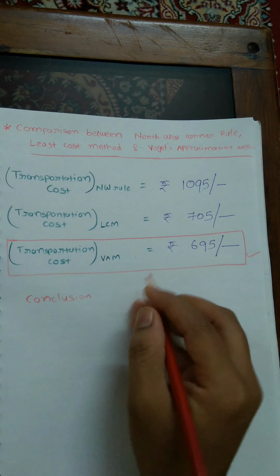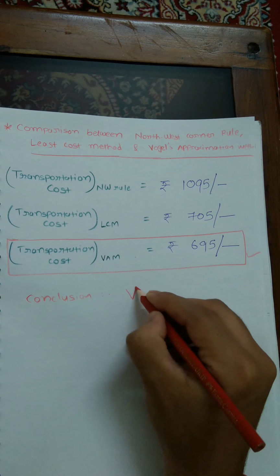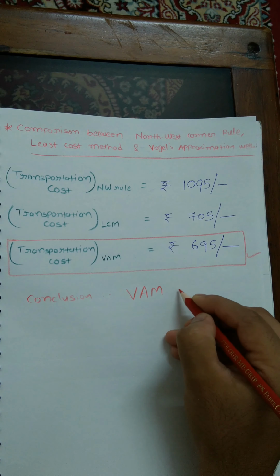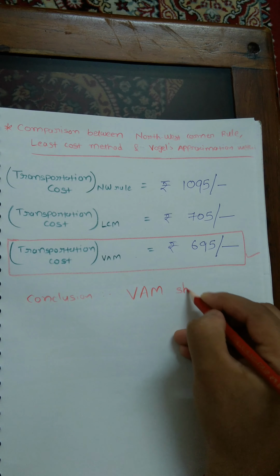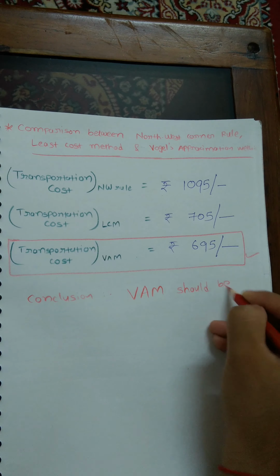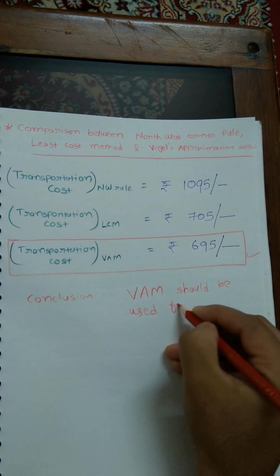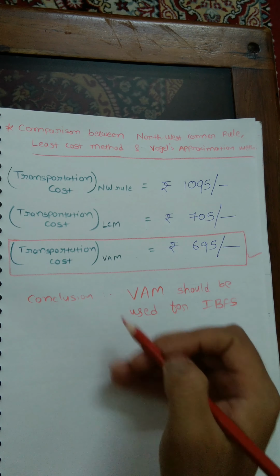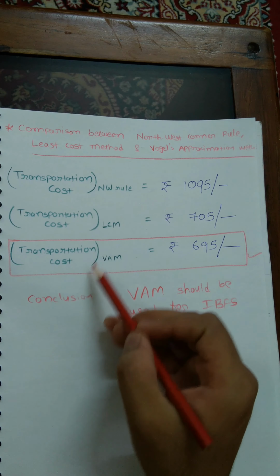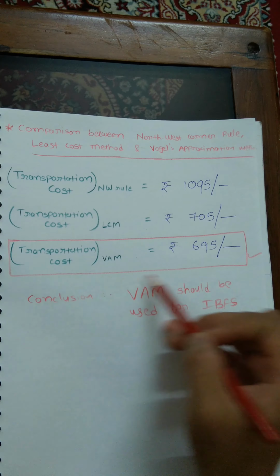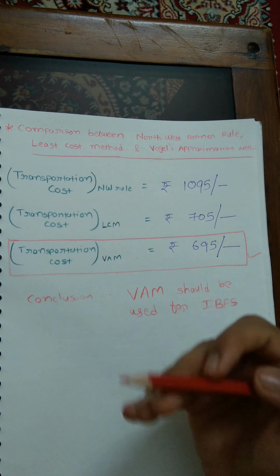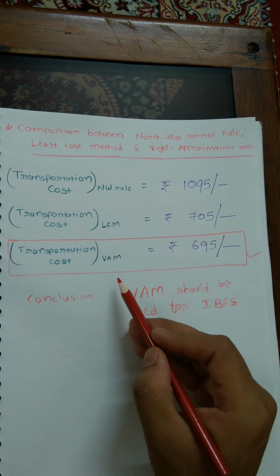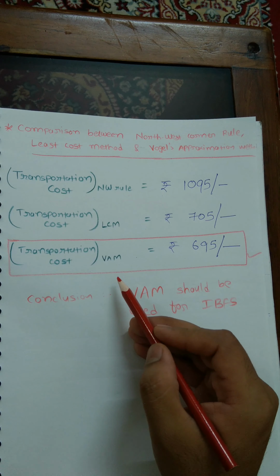So the conclusion is that Vogel's approximation method should be used for the initial basic feasible solution. If you have an option, you should choose this method. If not, you have to choose the recommended method, but if you have any option, then you should choose Vogel's approximation method.